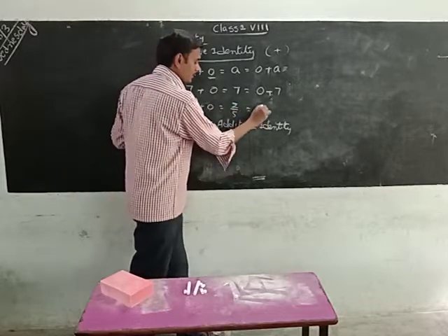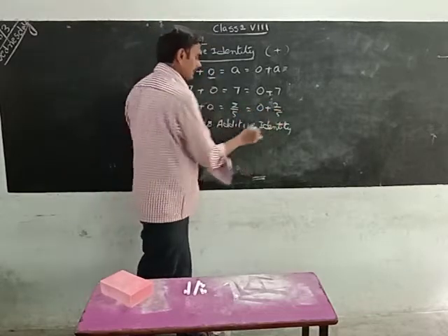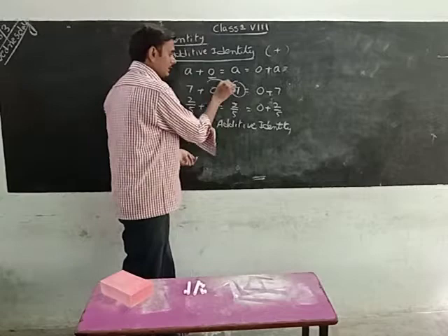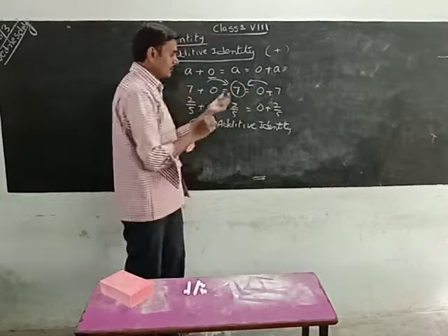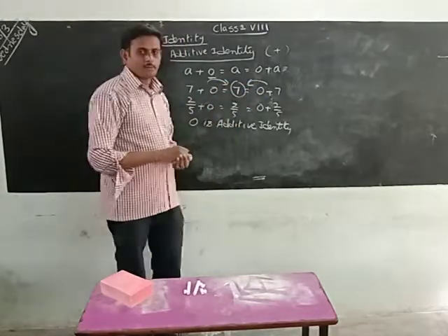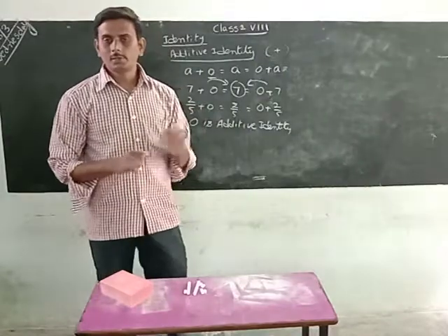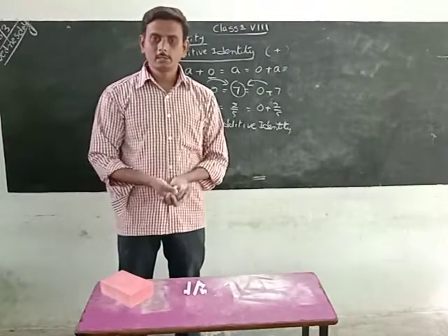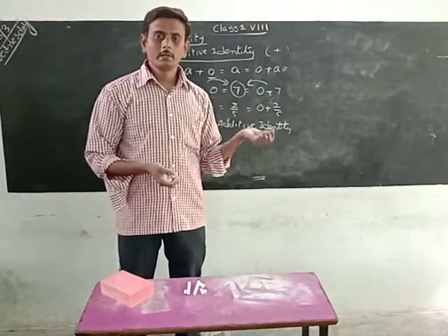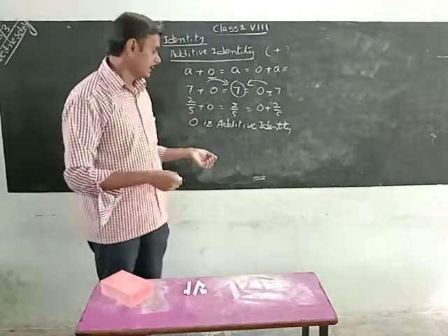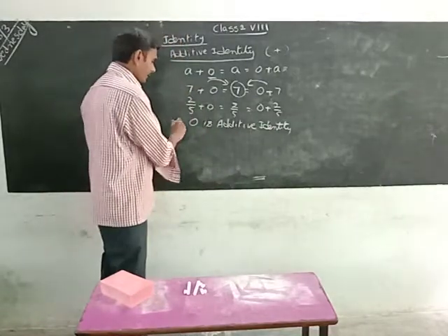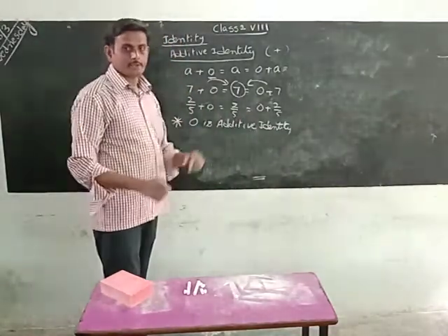Similarly, here also 0 plus 2 by 5, we will get the same solution. By taking either calculation, we will get the same. Whenever we add a rational number with 0, we will get the same rational number, where 0 is called the additive identity. Very, very important quantity. 0 is called the additive identity.